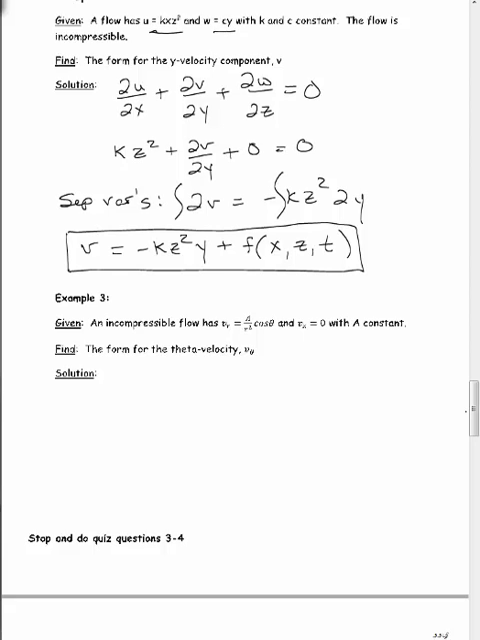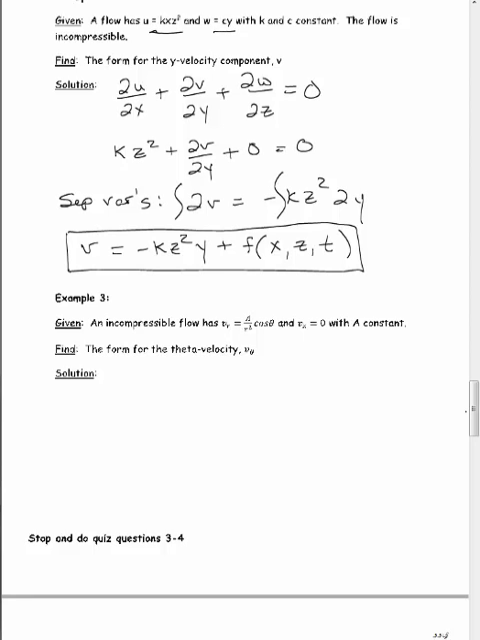Okay, last example before I let you go do the quiz here. Incompressible flow, and this is in cylindrical coordinates, given vr here and vz equals 0, A is a constant. Find the form of the theta velocity. Okay, so we're going to do the same process. Don't let these v thetas and vrs and all that confuse you. It's the same process every time.